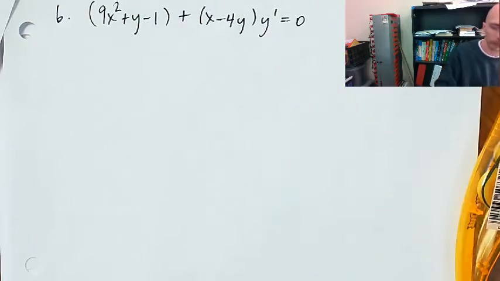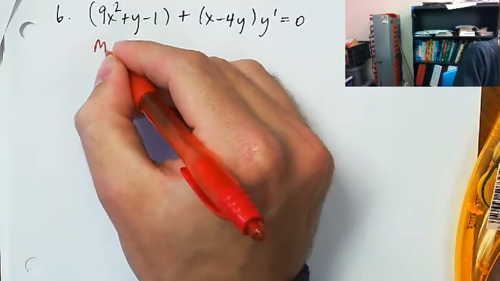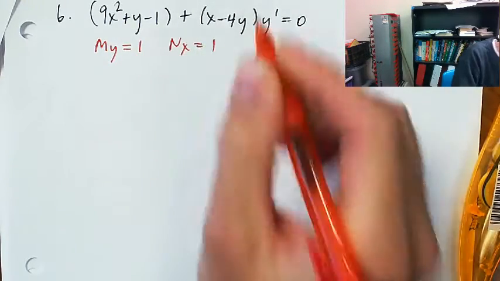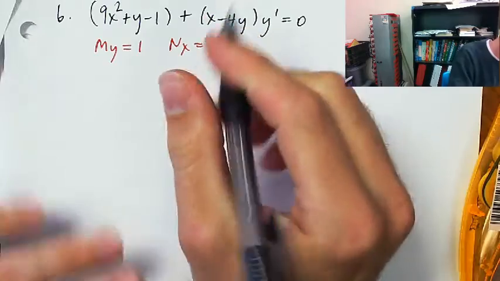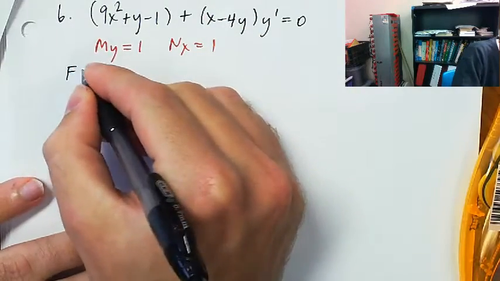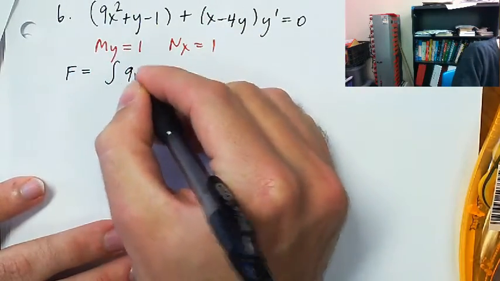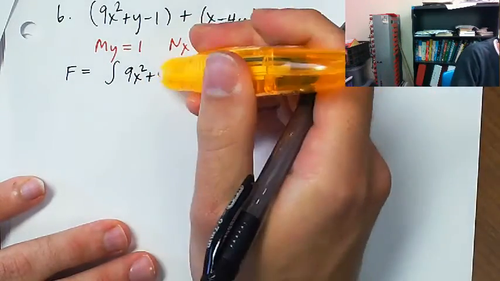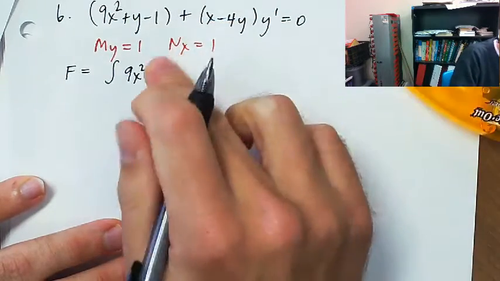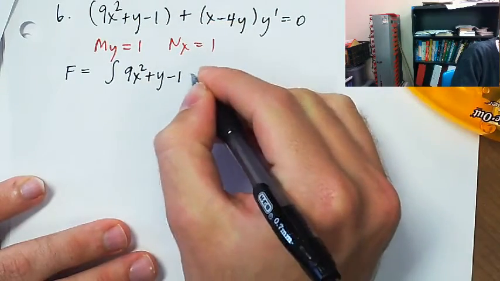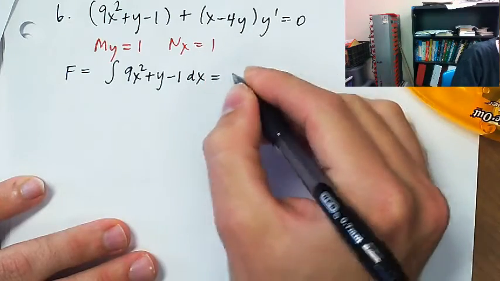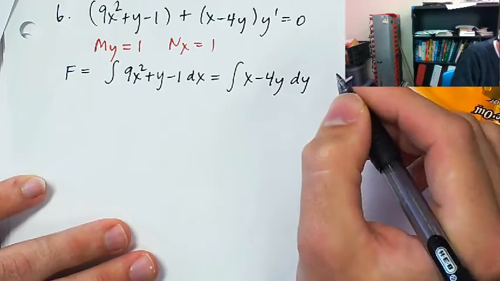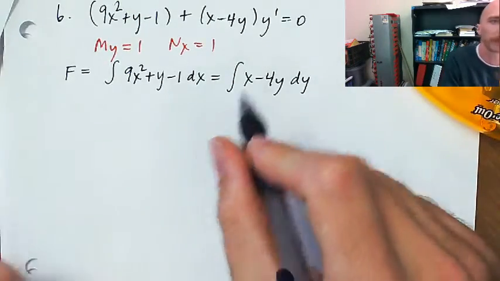Alright, so first I'm going to check: M sub y is going to equal 1, and N sub x is also equaling 1. This is exact, it's looking good. Okay, so the thing I'm looking for is an antiderivative of 9x squared plus y minus 1 dx, and it's also equal to x minus 4y's antiderivative with respect to y. Don't like I copied that wrong, but no, that's it.